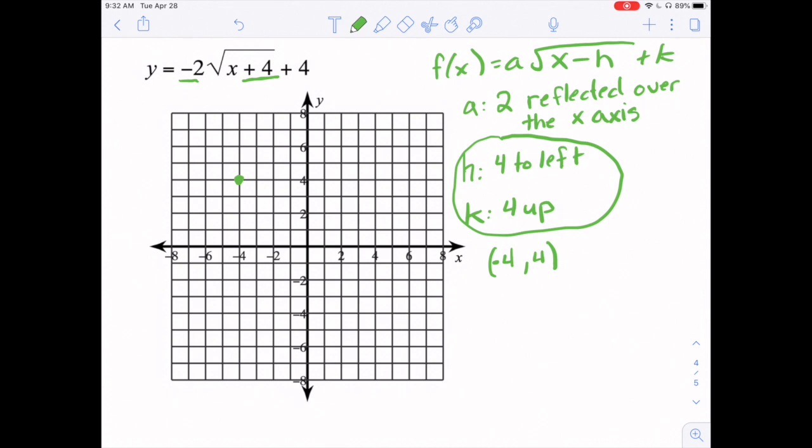And then my a is -2. So I'm going to treat my a like my slope, but this time because it's negative, I am going to go over 1, down 2. So my graph of the square root function is now flipped.